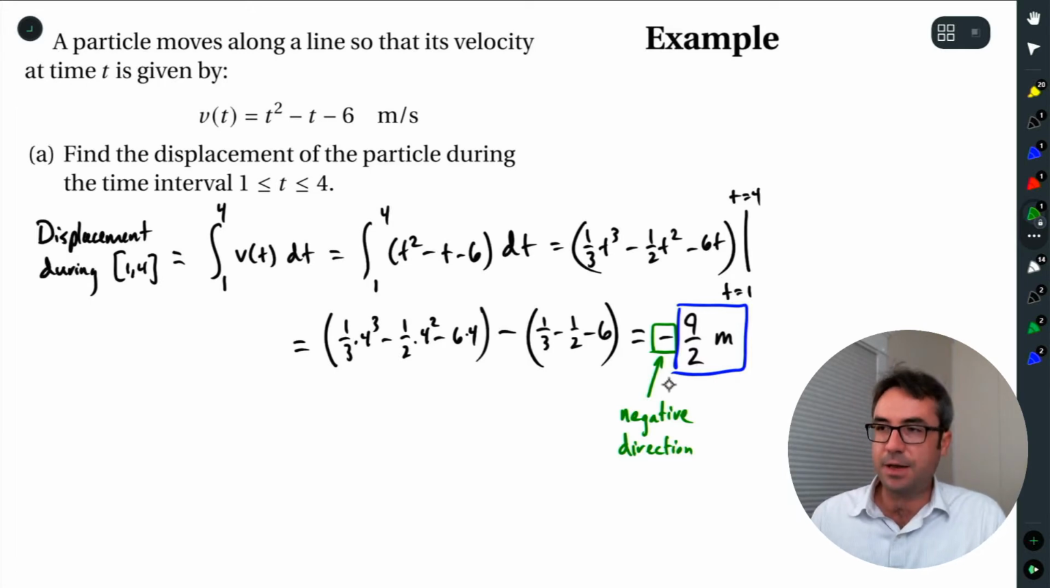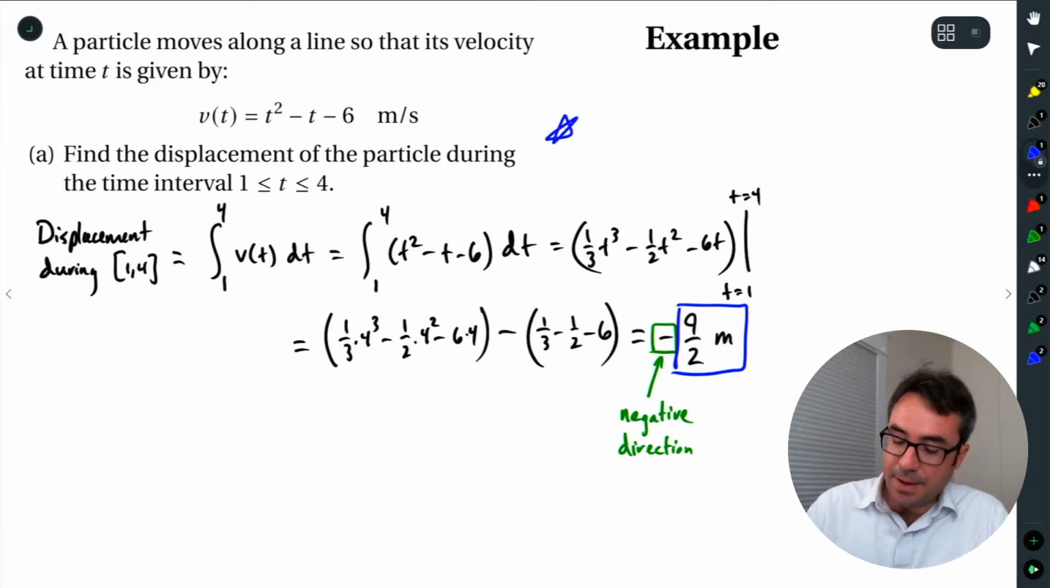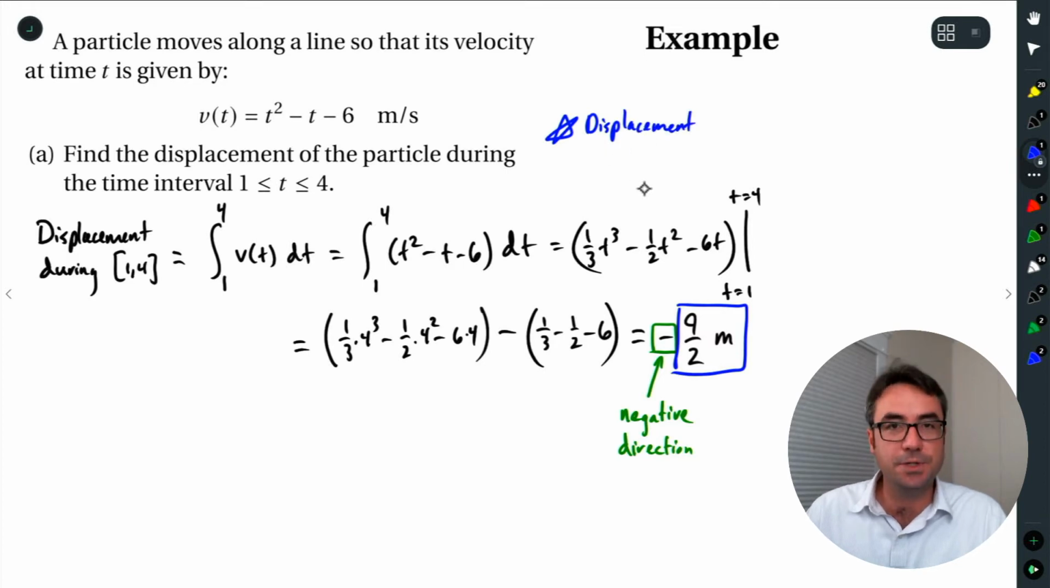But the value that we're getting here is telling us that when we started moving and where we ended moving, from time equals 1 to time equals 4 here, our ending location was 9.5 meters in the negative direction relative to our starting place. So when we do this, it's helpful to just remember displacement can be negative. There's a direction component to displacement.